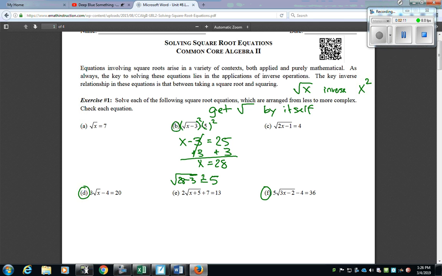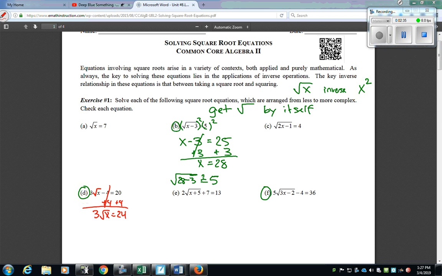Now with D, I'll do this one in red. We have a square root of x. We want to try to isolate the square root of x, get that by itself. So again, we're going to do inverse operations. You'd want to add 4 because there's a minus 4. Any term that's separate, you want to get rid of that one first. So we have 3 radical x equals 24.